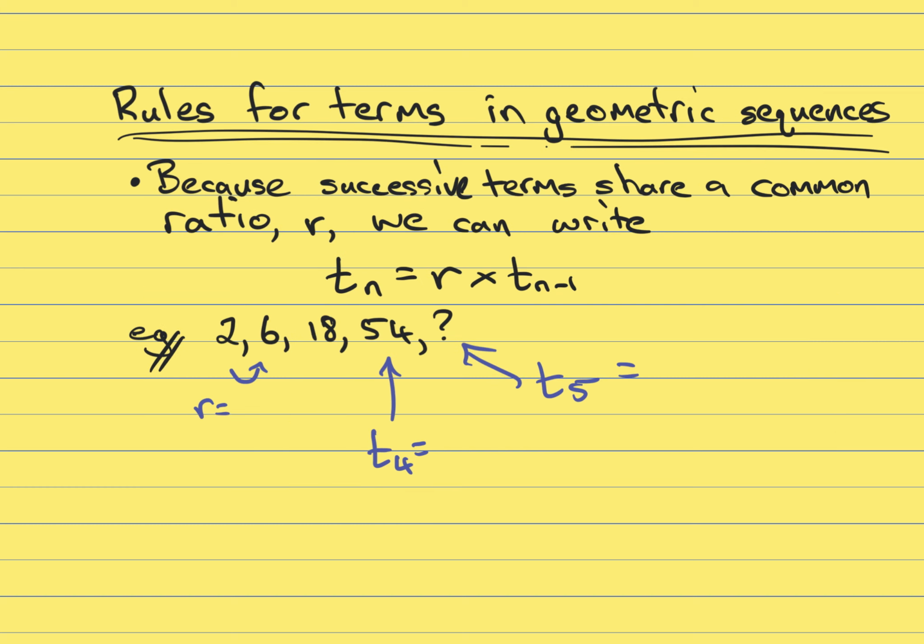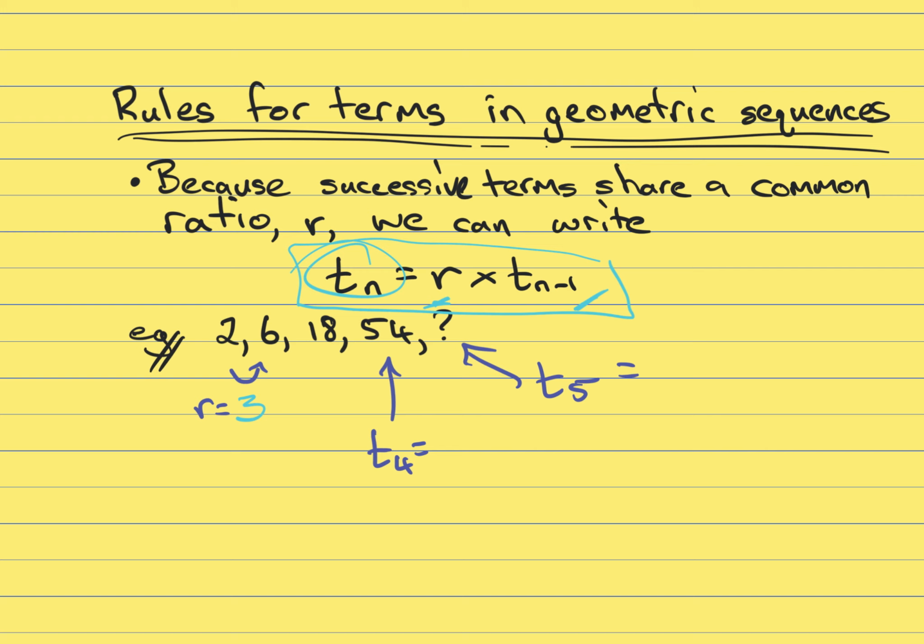We can find some general rules for terms in geometric sequences. Because we use the fact that successive terms share a common ratio R, just like we did in part B of the previous example, we can write a rule that gives us the nth term. The nth term is the common ratio R multiplied by the n minus 1, or previous term, to the one we're looking for. So for example, here R is equal to 3.